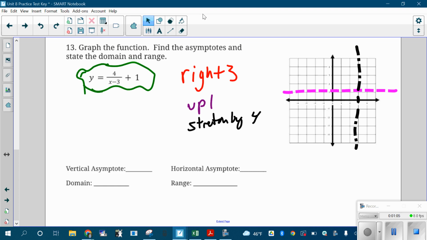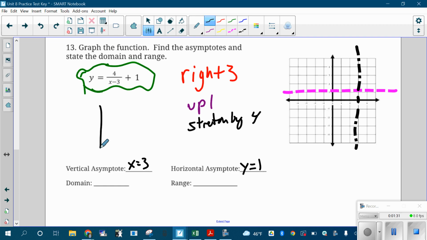Now that I have my asymptotes, I should write those down. My vertical asymptote's at x equals 3. My horizontal asymptote's at y equals 1. I need to try and sketch the graph. I know it's going to look something like this and this. That's what's nice about the transformation ones. But I'm going to plug in a couple x values to get a couple of extra points.